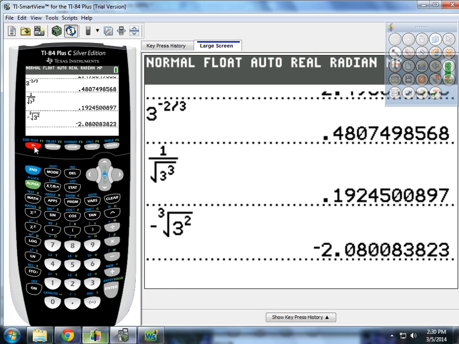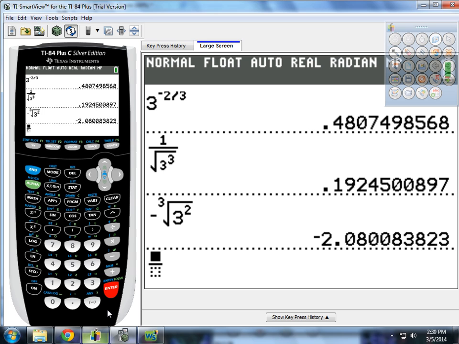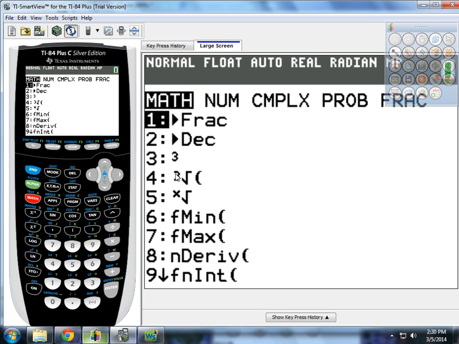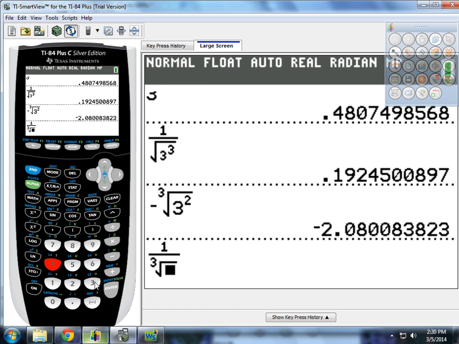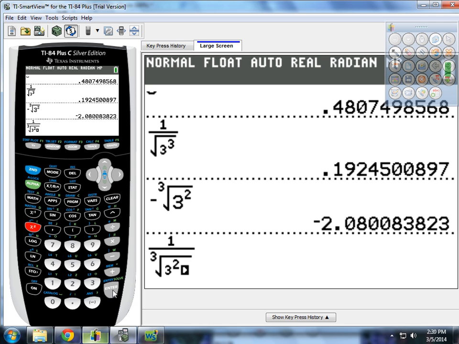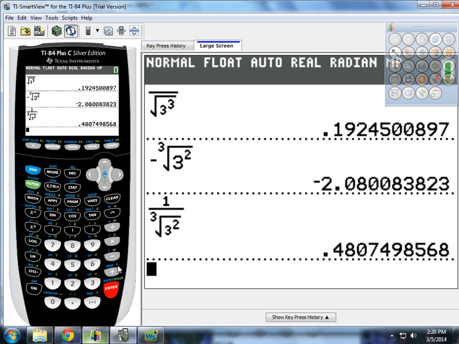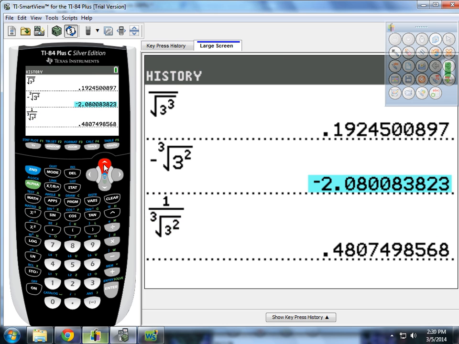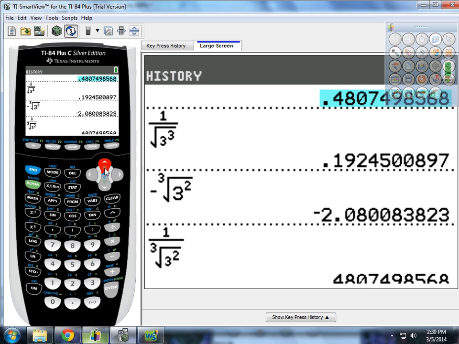So again, I need that fraction. I've got 1 over the cubed root of 3 squared. So I've got math, option number 4. And then underneath my root, I have 3 squared. Enter. All right, and if you'll notice, I got the same thing that I originally had. You can't see mine anymore, it's off my screen, but you can scroll up. 0.4807498568. Okay. So I know that the answer is C.